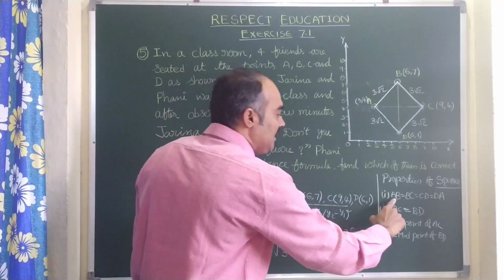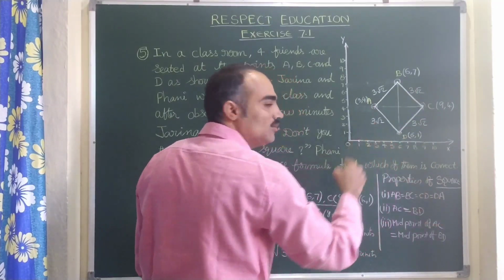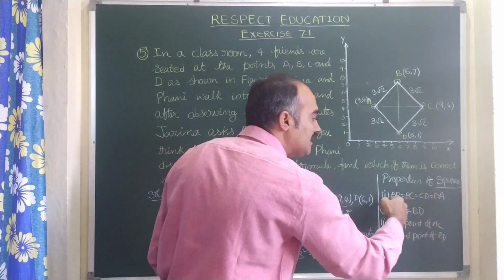Here you observe AB 3 root 2, BC 3 root 2, CD 3 root 2, DA 3 root 2. So here the first condition gets satisfied.